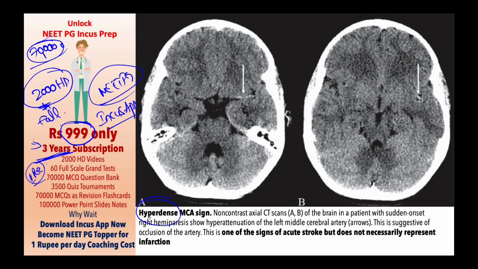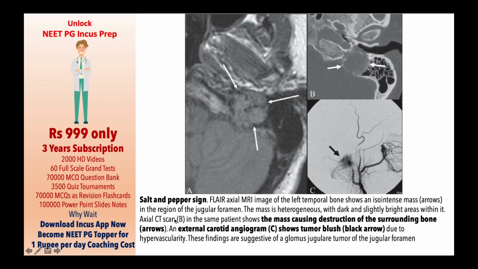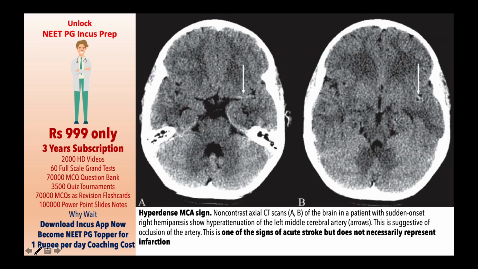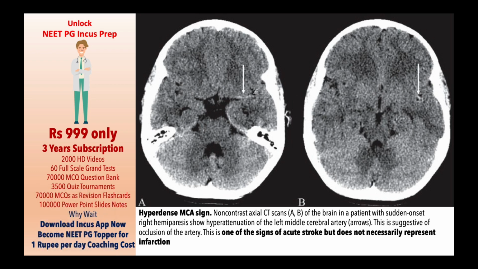Hyperdense MCA sign क्या होता है? These are the non-contrast CT. This patient had a sudden onset of symptoms, and there is a hyper attenuation of the left middle cerebral artery. You are able to see, I'll show you. Left middle cerebral artery, there is a hyper attenuation, and that suggests that there is an occlusion of that artery. This is one of the signs of the acute stroke, but does not always represent infarction.